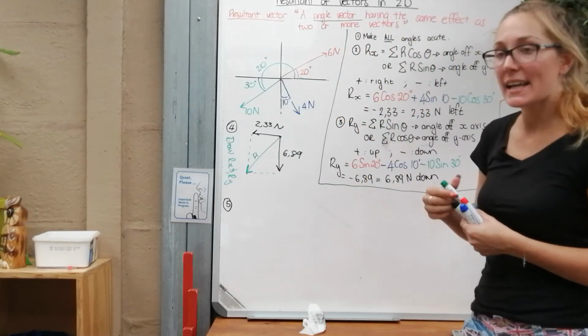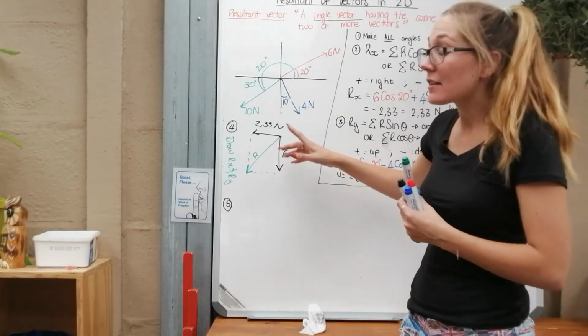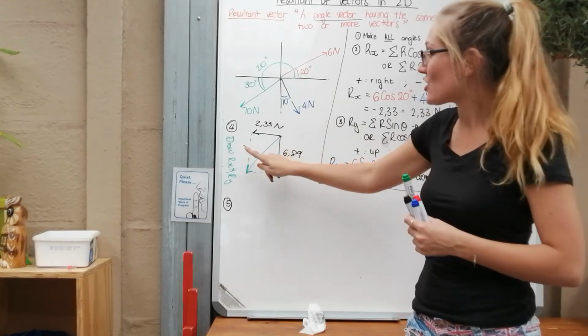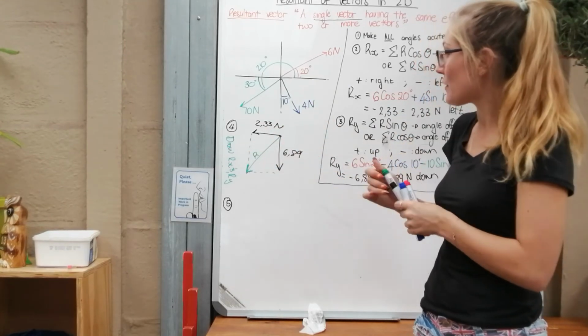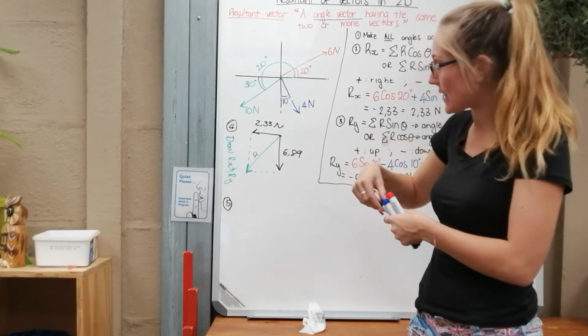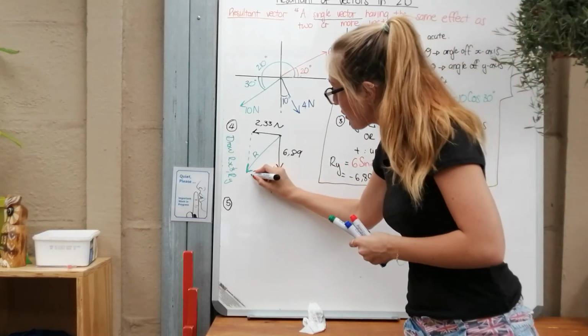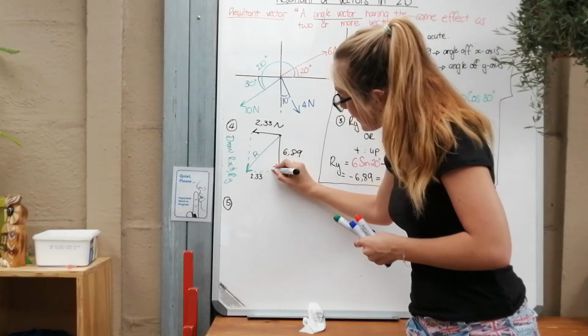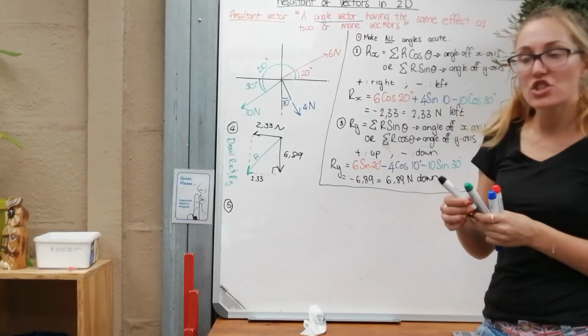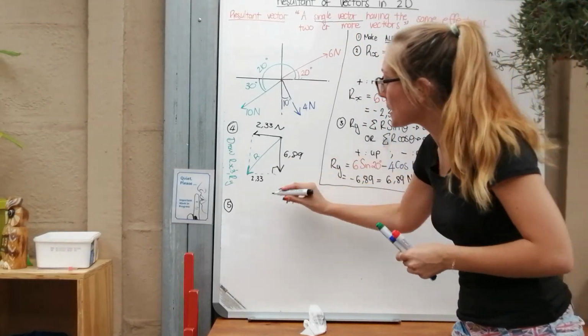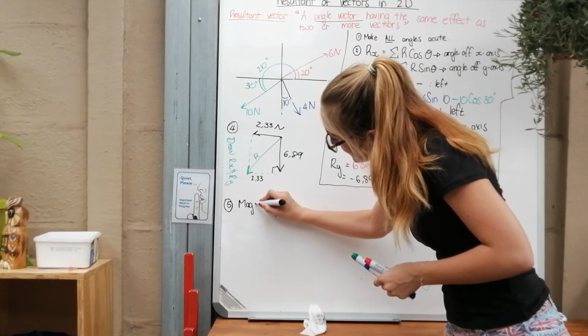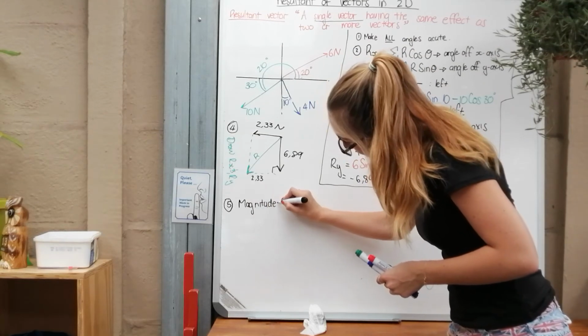Now remember, with a diagonal, with a rectangle, the opposite sides are equal to each other. Okay, so if this is 2,33, I can say that there is also 2,33. Okay, and it's a 90-degree triangle, so for the 5th step, we can determine the magnitude using Pythagoras.